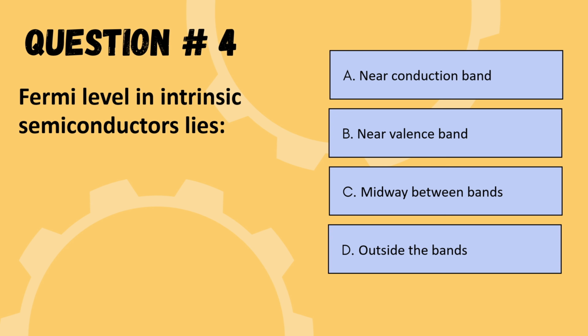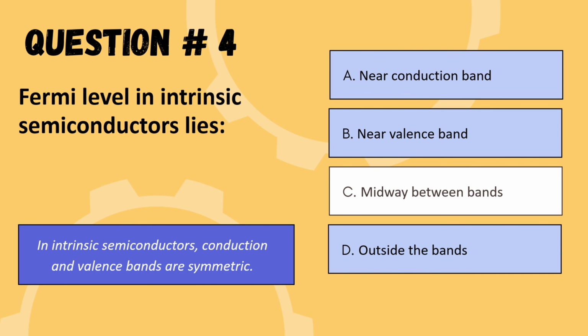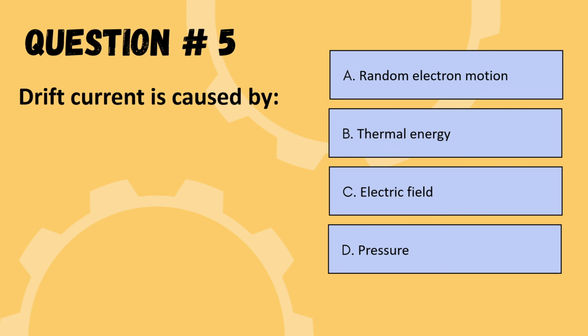Next question is: Fermi level in intrinsic semiconductor lies. Options are near conduction band, near valence band, midway between bands or outside the band. So the correct option is option C, midway between bands. So we are moving to the next question. Next question is: drift current is caused by. Options are random electron motion, thermal energy, electric field or pressure. So the correct option is option C, electric field.